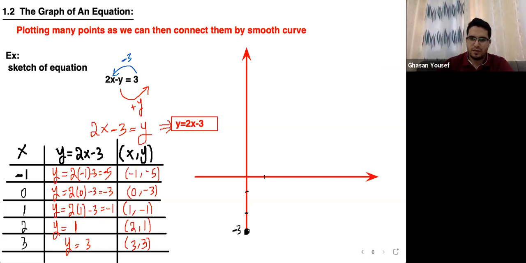This is my 1 here. The x coordinate is +1 and the y coordinate is -1. So this is my -1 here, and this is 1. The point will be around here. The third point is 2 and 1. So this is my 1, this is my 2, and the point 2 and 1 will be around here.